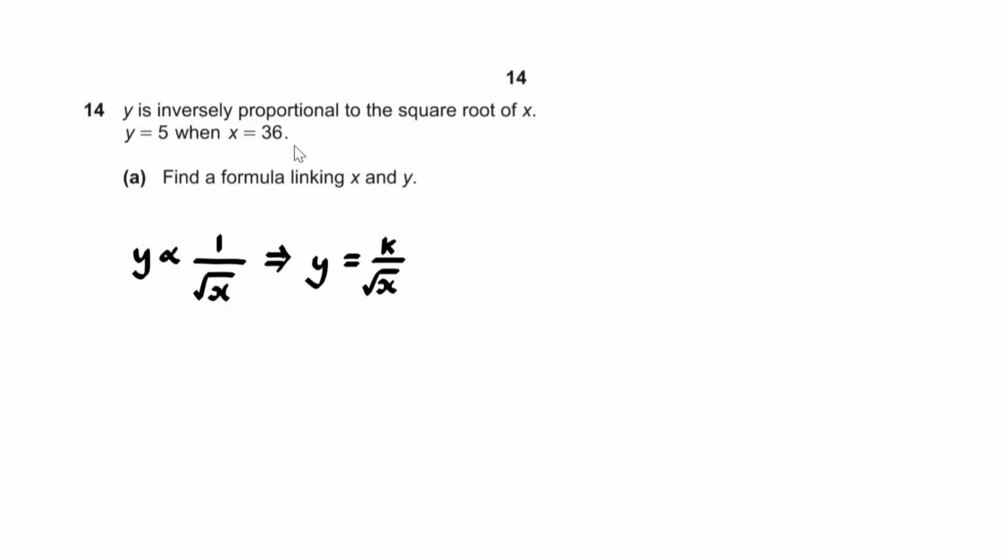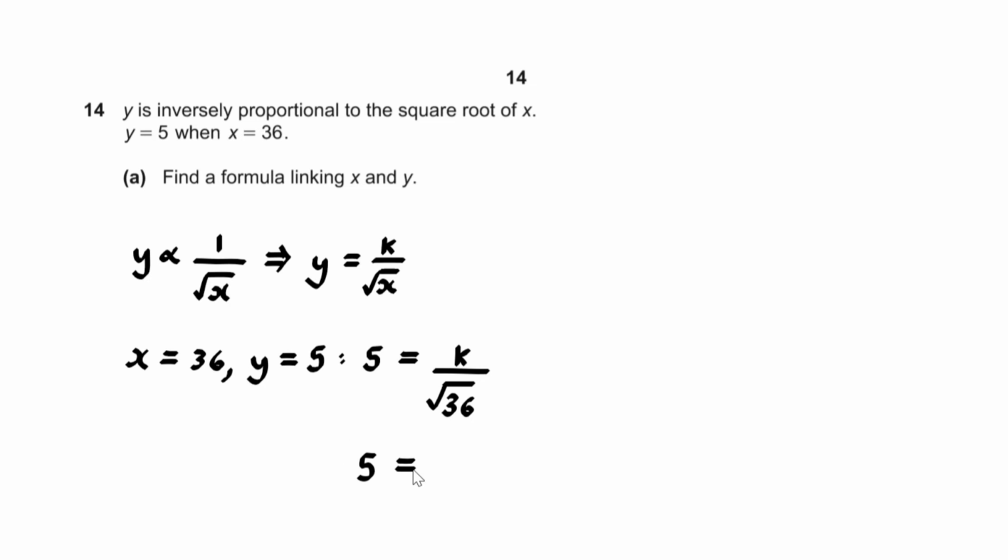We've got the condition y is 5, x is 36. So when x is equal to 36, y is equal to 5. So we have 5 equals k divided by 36 square rooted.